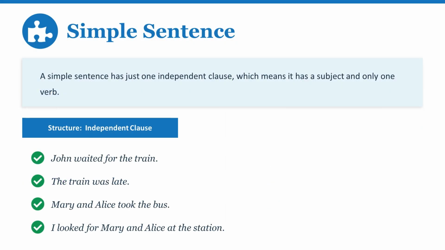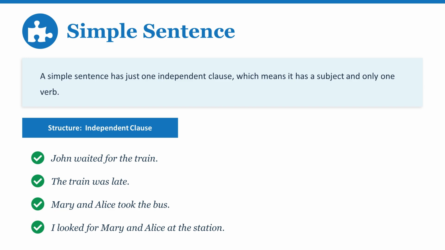The first type is the simple sentence. A simple sentence has just one independent clause. That means it contains a subject and only one verb. It expresses a single, complete thought. Let us look at some examples.